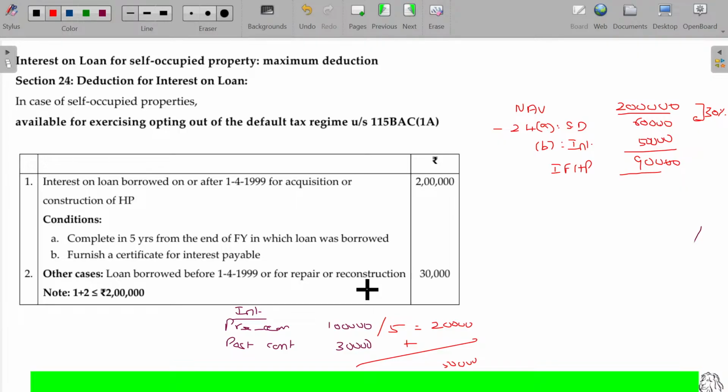Is that clear? Now, what is called the pre-construction period? What is called the post-construction period? Now, our duty is to learn the pre-construction period as well as the post-construction period. If it is clear, text me so that we'll move on to the next one. Clear?